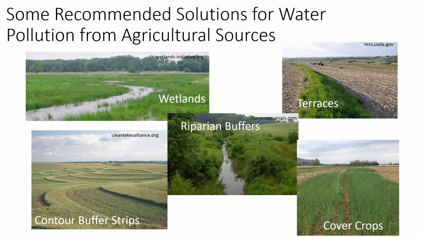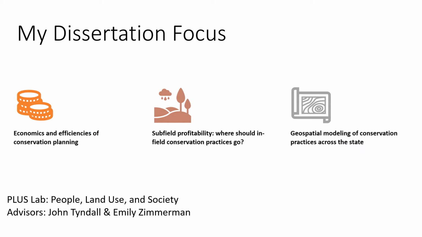Thankfully, there are some solutions called conservation practices or best management practices, as shown in some of these examples here. These practices are meant to stop nutrients or pollution from leaving the farm fields and getting into the water.